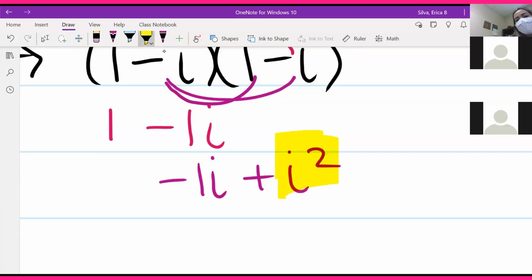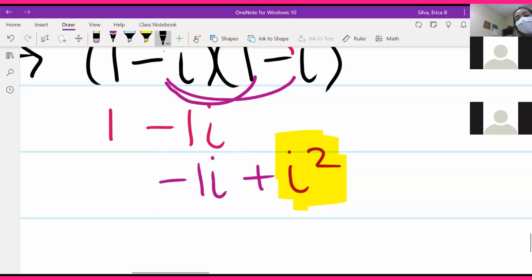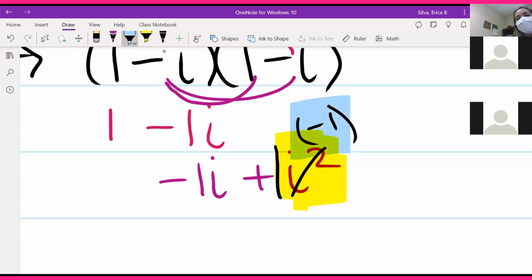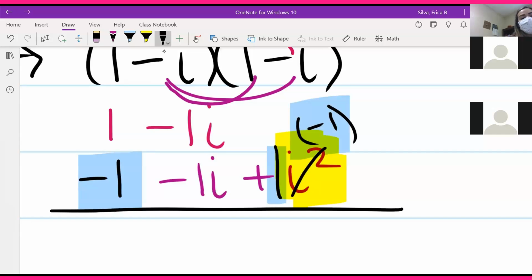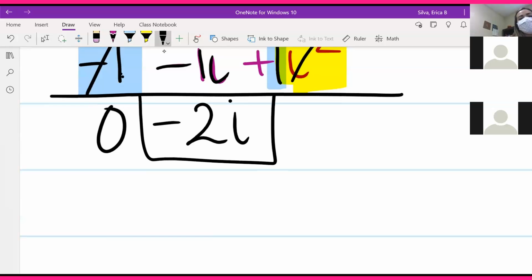We look for the i squared. i squared is equal to what? Negative 1, right? There's a 1 here. So we're going to multiply negative 1 times 1, and we get negative 1. Negative 1 minus 1, 1 minus 1 gives us 0, right? Negative 1i plus negative 1i gives us a negative 2i. So our answer is negative 2i.